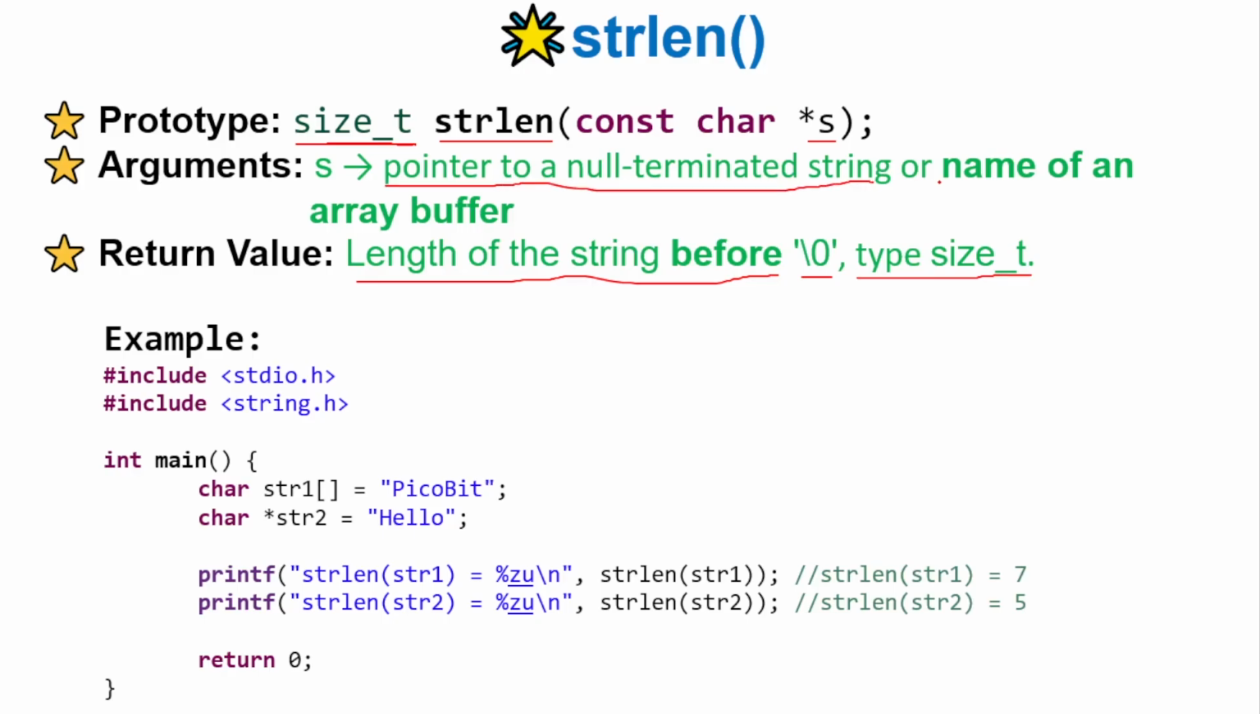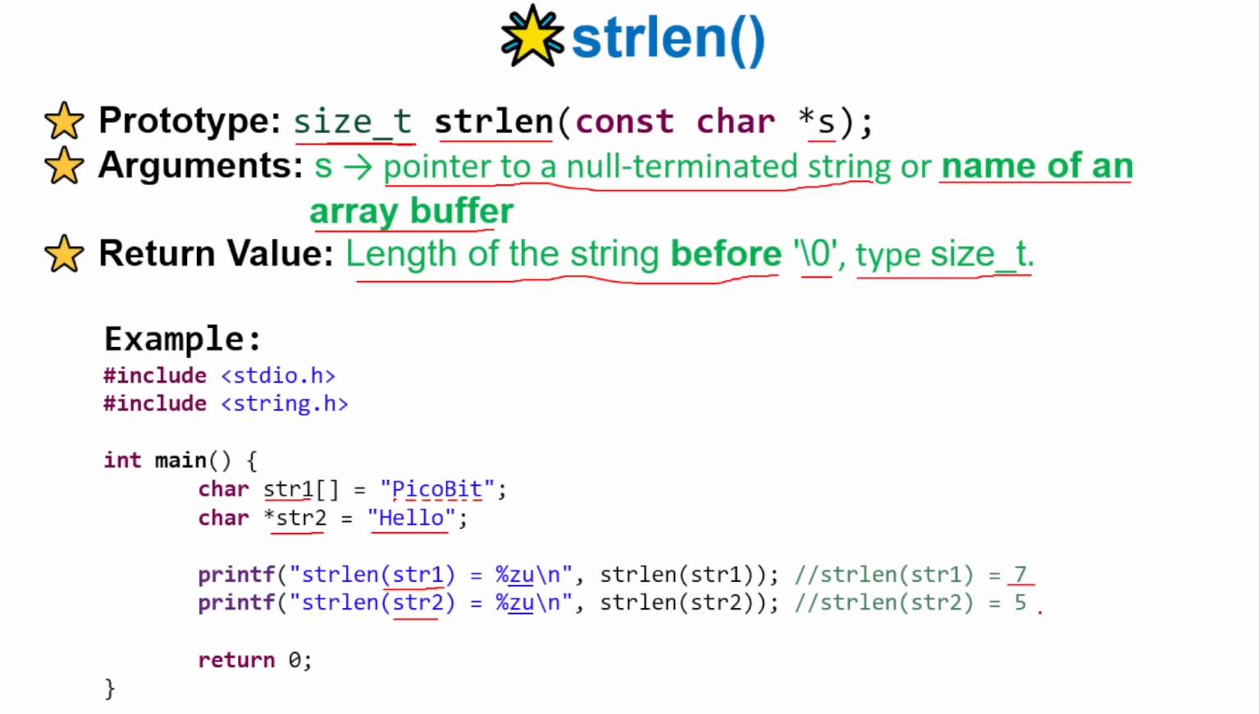In this example, we have two strings, str1, which is a character array initialized with the text picobits, and str2, which is a pointer to the string literal hello. When we call strlen(str1), the function counts the number of visible characters in picobits and returns 7. But there are 7 characters and the null terminator is not included in the length. Similarly, strlen(str2) measures the length of the string hello and returns 5.